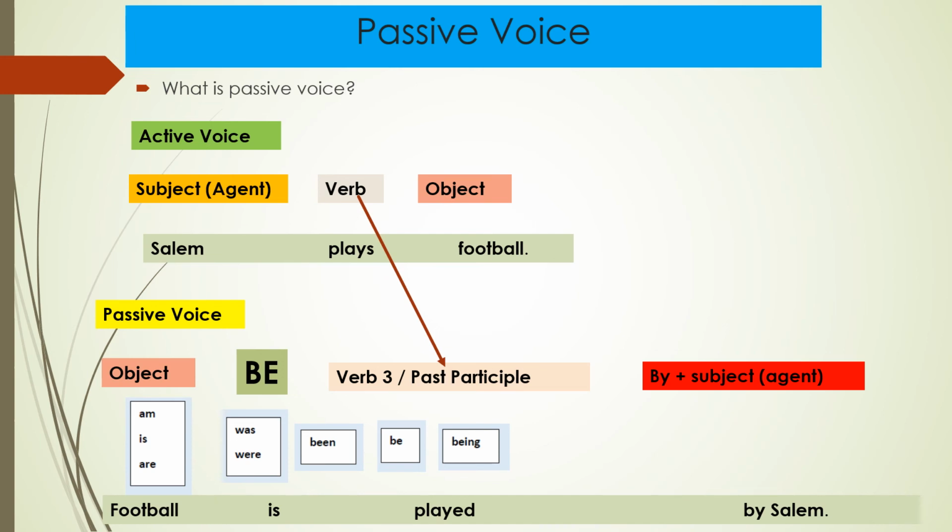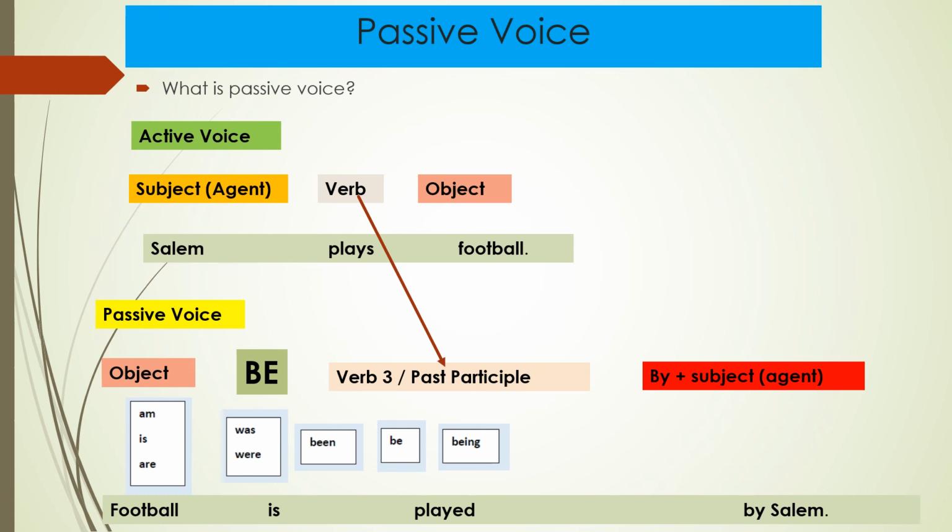Then we change the verb play into the past participle, which is played. And then at the end we write what? By Salim. So the passive form of the sentence Salim plays football is what? Football is played by Salim. This is actually a general rule for changing the sentences into passive voice.